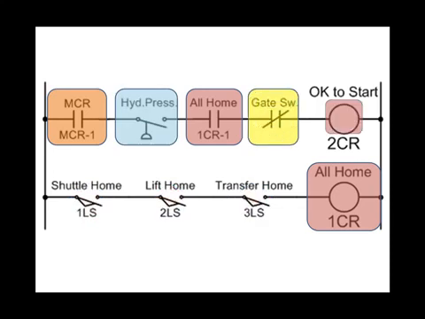Well, you're probably saying, why don't you just take those 3 limit switches and move them up in place of 1CR-1? That would work if this were the entire circuit. But we may need to use other normally open or normally closed contacts from the all-home relay 1CR in other areas of our circuit. In that case, we wouldn't be able to use those 3 limit switches in all those different locations. So instead, we use those 3 limit switches as the permissive or conditions for 1CR, and then 1CR becomes the collective representation of the home limit switches every place else in logic that we need it.